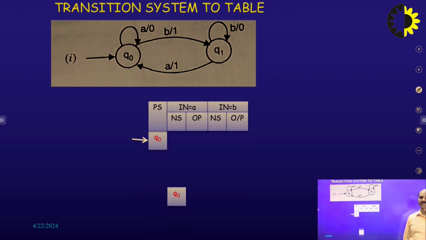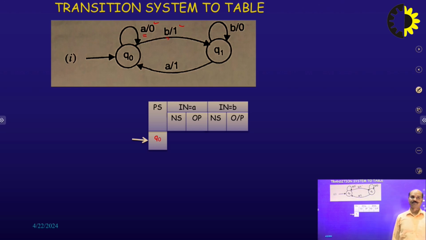This is for the Mealy machine. How do we write this for the Mealy machine? How many states are there? 2. And what are the input symbols? Input is A and B. What is the output? Output is 0 and 1.